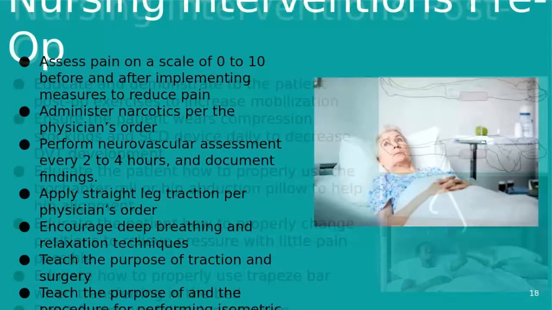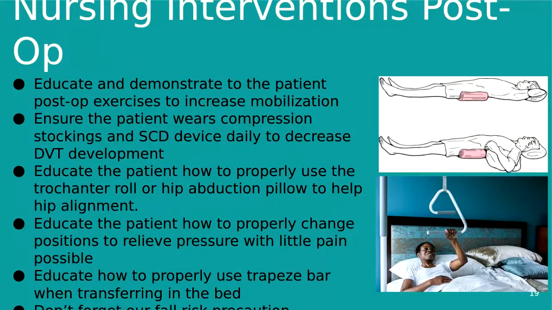After surgery, you would want to educate and demonstrate to the patient the post-op exercises to increase mobilization. Remember that prolonged bed rest, immobility, injury, and surgery increase the risk of DVT development. Ways to decrease the risk of DVT development: implement compression stockings and an SCD device daily. You would educate the patient how to properly use a trochanter roll or hip abduction pillow. That's the picture on the top right-hand side, the trochanter pillow.